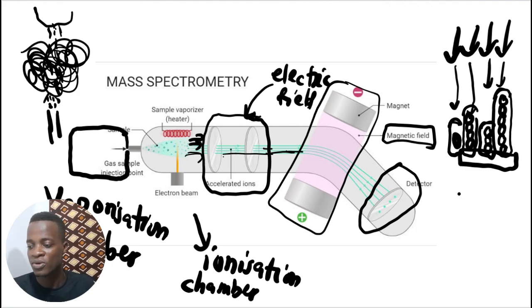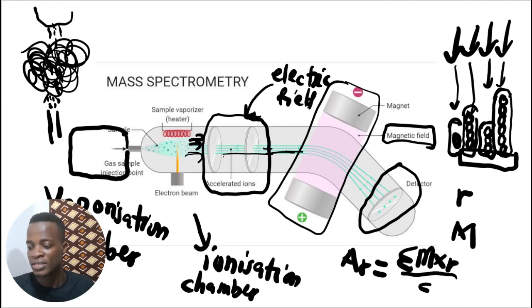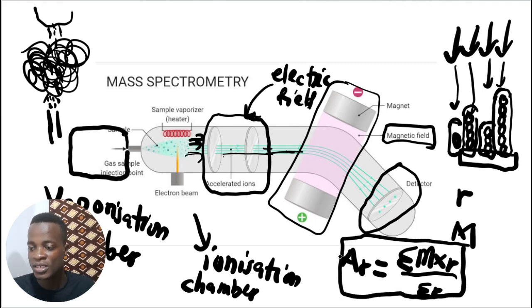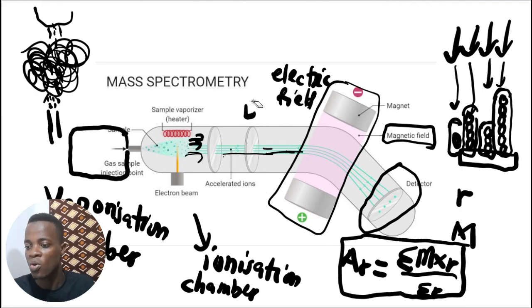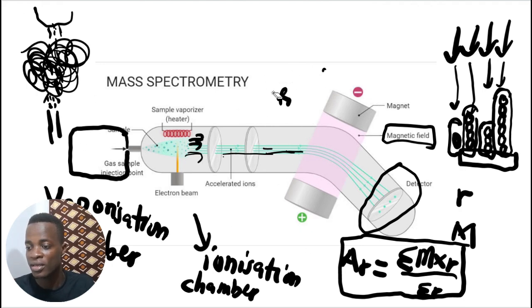So now you'll be able to get the relative abundance, and you'll be able to get the mass of each. Then you go back to the formula to calculate the relative atomic mass of the element: the sum of the product of the mass times the relative abundance, all over the sum of all the relative abundances, like how we used in the previous section to calculate. Now, let me quickly go over the scenario that happens in the mass spectrometer.